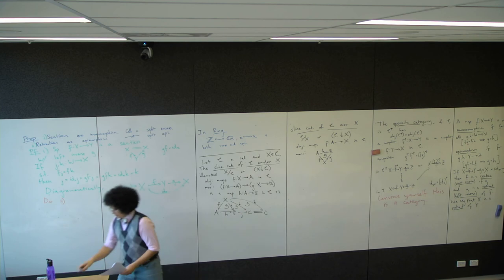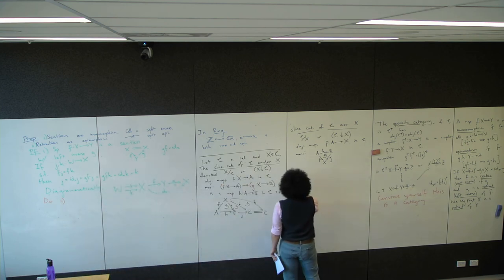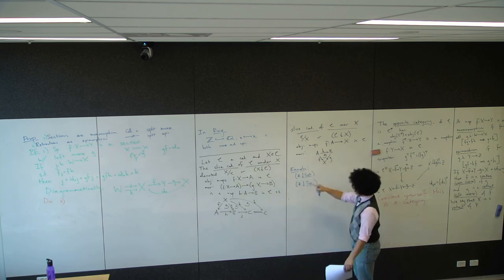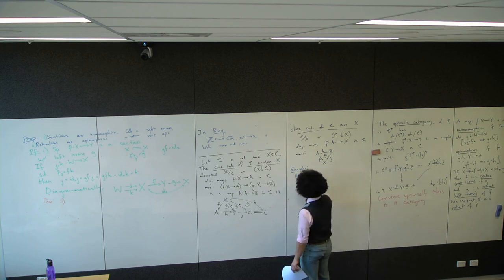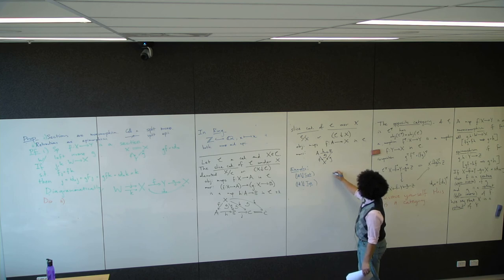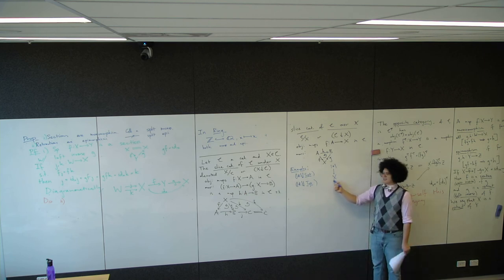All right. So important examples of this are star over Set and star over Top. Here, star is going to mean a singleton. So in this case, what's this? An object in here is some set with a map from a singleton to that set. So what's that? That picks out an element.